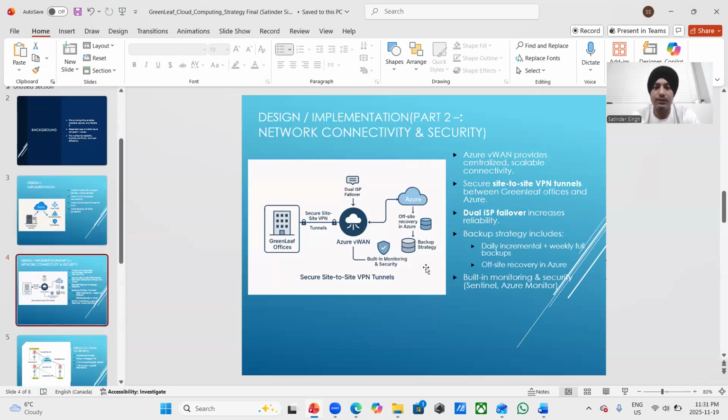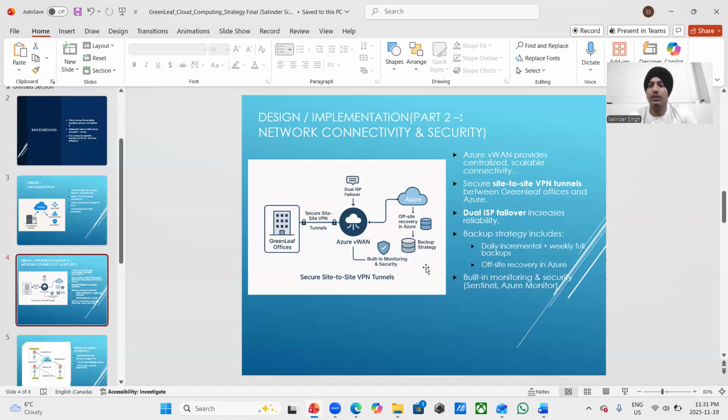Here is the second part of the design implementation, which explains network connectivity and security. The first point is Azure Virtual VLAN, which provides centralized, scalable connectivity. As you can see, it provides scalable connectivity in the Azure diagram. The second point is secure site-to-site VPN tunnels between the Greenleaf office and Azure.